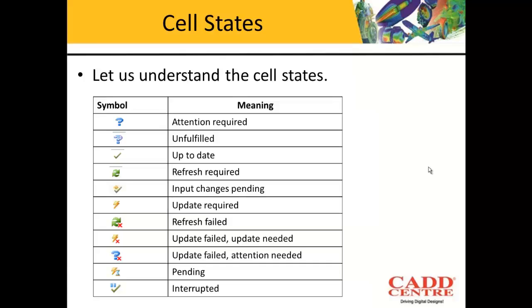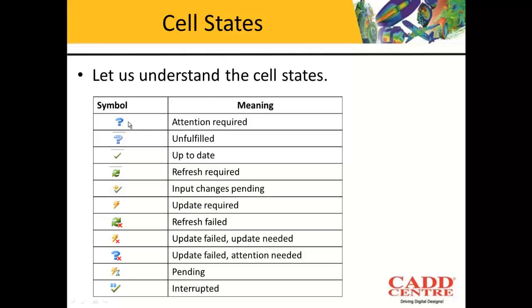Now let us discuss the cell states. Whenever you add an analysis system, you will have some cells that appear in every analysis system, and there will be a status adjoining every cell that you add in the system. So now let us understand these cell states.